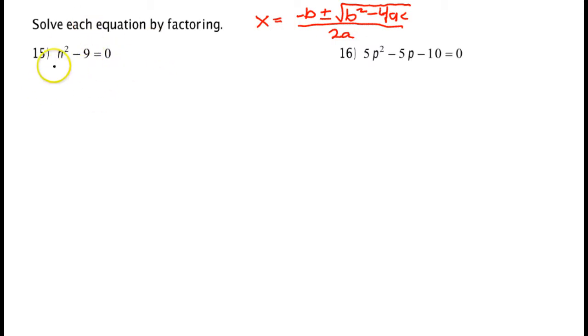So for here, you probably factored it, right? And you asked, what two numbers multiply to negative 9 and add to 0? Or maybe you saw the shortcut. You got 3 and 3, and then plus and minus, right? So 3 times 3 is 9, and positive times negative is the minus sign. And then we got 2 answers.